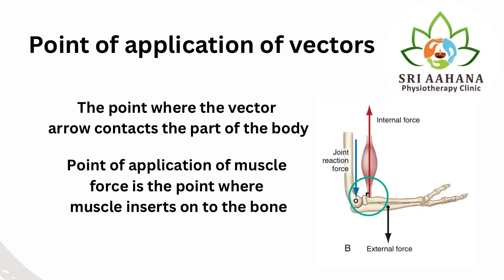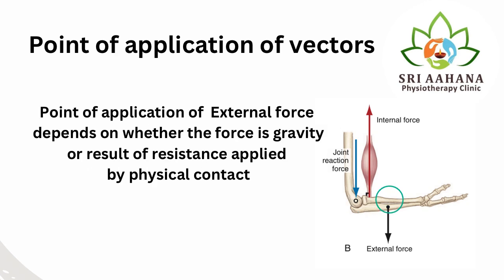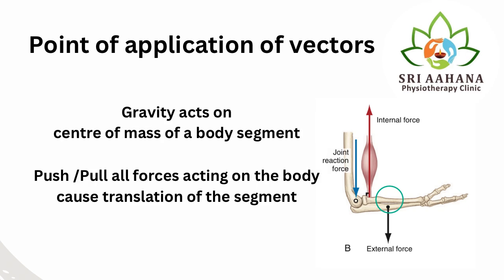The next thing that we are going to see is the point of application of vectors. The point where the vector arrow contacts the part of the body is the point of application. For the muscle force, it is a point where the muscle inserts into the bone. Point of application of external force depends on whether the force is gravity or result of the resistance applied by physical contact. Gravity acts on center of mass of a body segment.